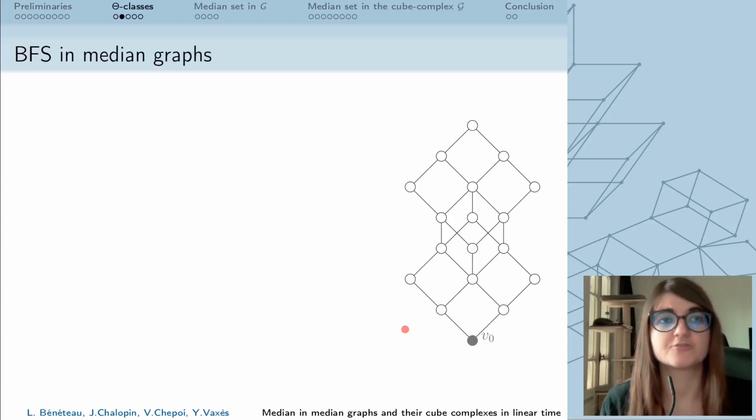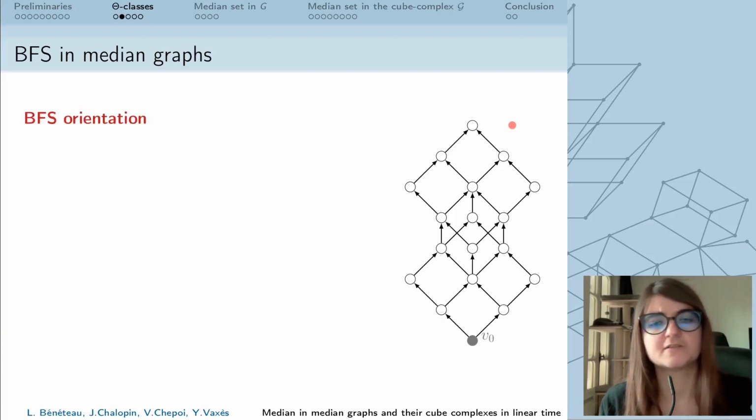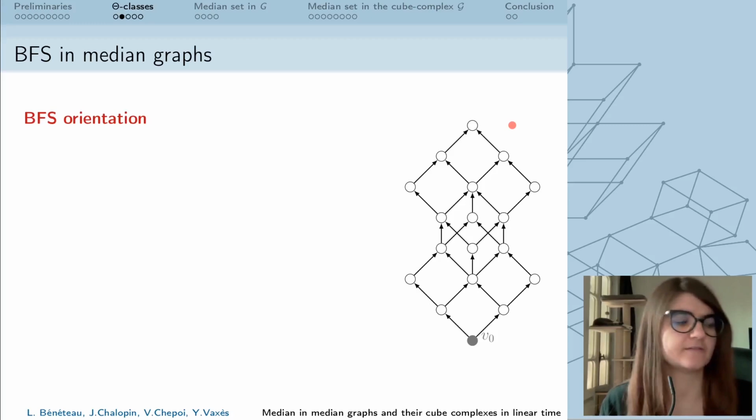So, median graphs are known to be bipartite, which implies that there are no odd cycles. So for each edge in the median graph, there is always one extremity which is closer to a base point, V0, for example, than the other. So we can define an orientation of the edges by distance to a base point V0. And one natural way to do it is to proceed via BFS.